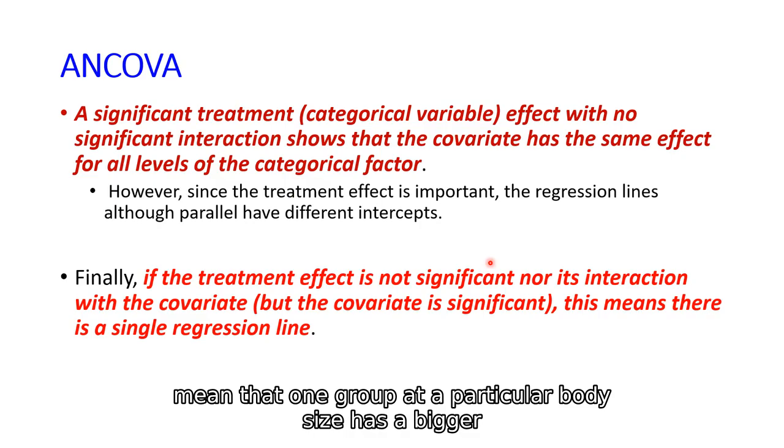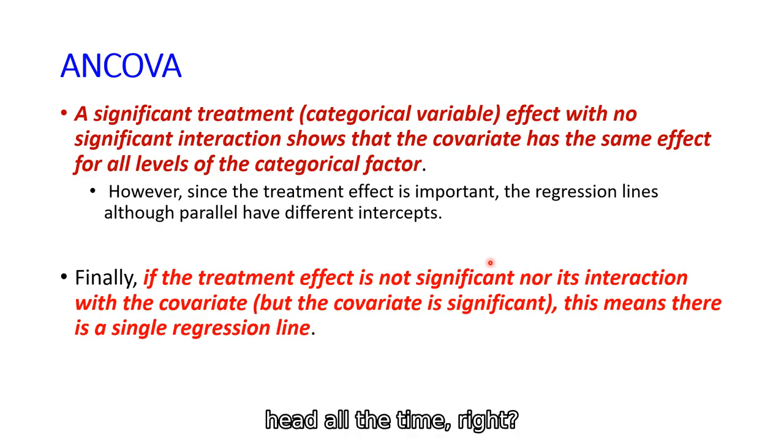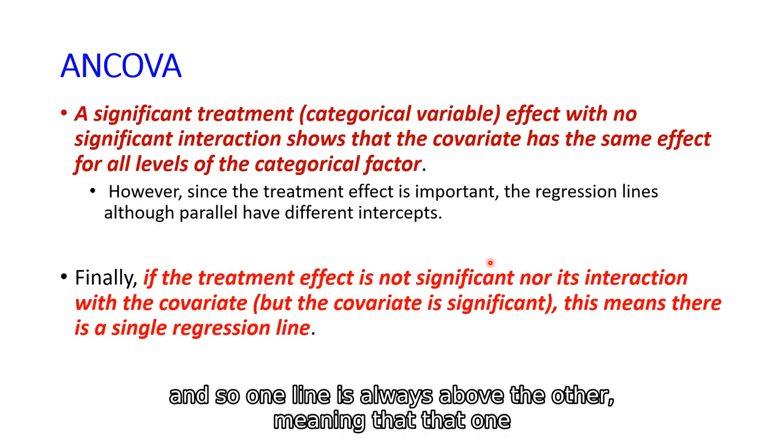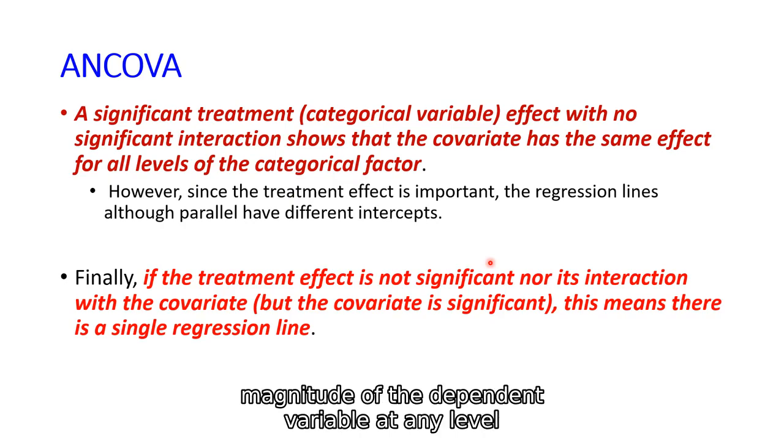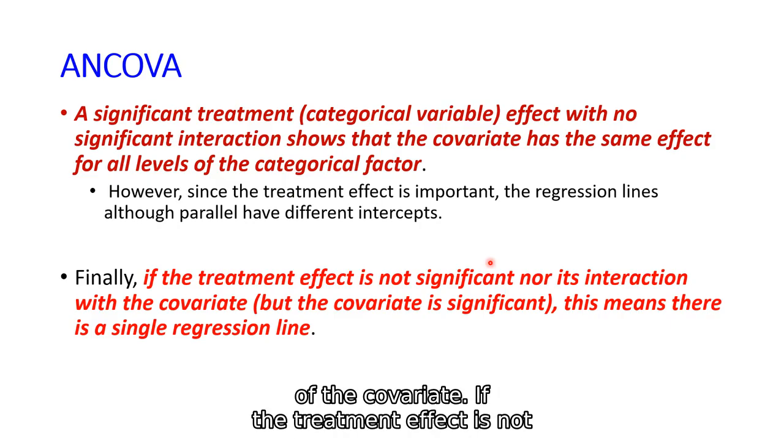So that might mean that one group at a particular body size has a bigger head all the time, right? And so one line is always above the other, meaning that that one group might have a higher magnitude of the dependent variable at any level of the covariate, right?